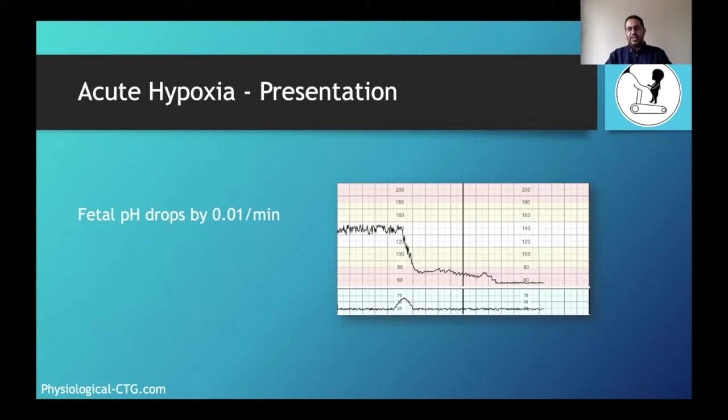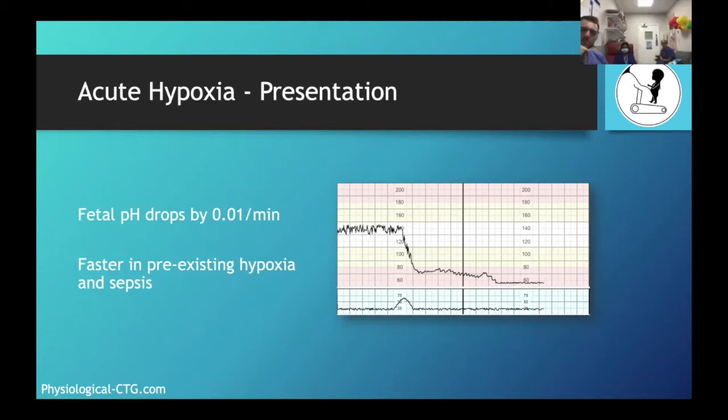But the issue is fetal pH drops at 0.01 per minute if this is a normal, non-hypoxic baby. If the baby starts off with a chronic hypoxia, so it already only has 5 milliliters of oxygen in its blood, okay? Or it's already been redistributing for a while. Do you think the pH is going to drop at 0.01? It's going to drop at a much faster rate. If the baby starts off with sepsis, with a high metabolic rate, so baby's brain and heart are already consuming a lot of oxygen anyway, yet still producing more acid, the pH is going to drop much, much faster.